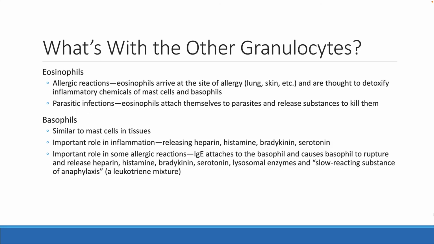So what about the other granulocytes? Well, we talked about eosinophils, largely involved in allergic reactions. Basophils are very similar to mast cells in tissues. They have an important role in inflammation, including release of heparin, the anticoagulant, but also histamine, bradykinin, serotonin, things like that.